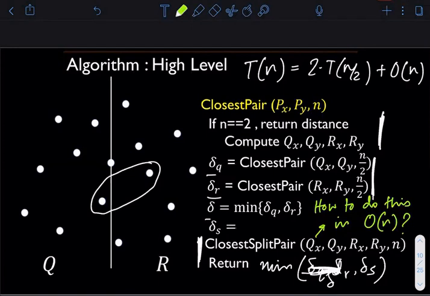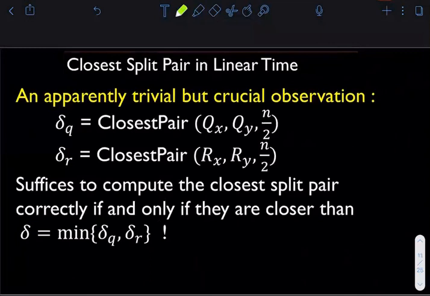Okay, so let's now get going with how to compute the closest split pair in linear time, or O(n) time. Before everything else, I'm going to make an observation. You might wonder why we are even talking about this, isn't this very obvious? It seems obvious, but you will see that it is very crucial. When we do the proof of correctness of this algorithm, we will notice that this observation is crucial in order to correctly implement the closest split pair routine.